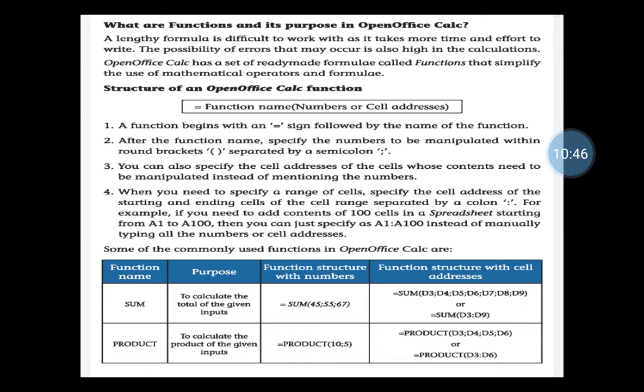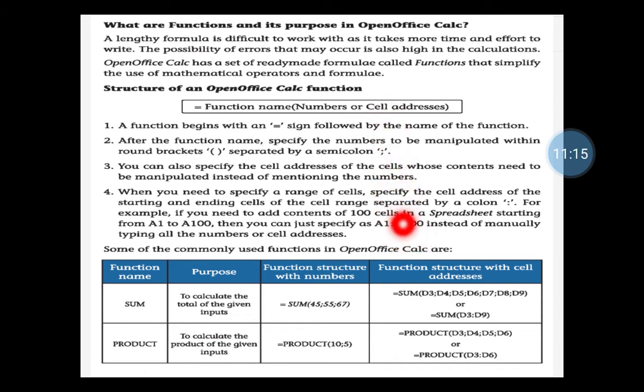So what you have to do is first write the starting cell address, and after writing the starting cell address, you have to put this symbol. This is called colon, this is semicolon, and this is colon. You put this symbol and then write the ending address, like this. This is one example, A1 colon A100. You have to write this inside the bracket.